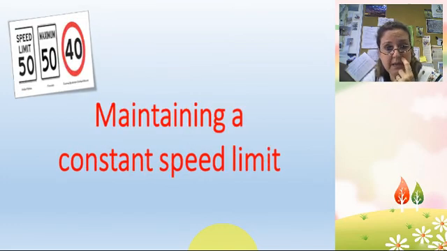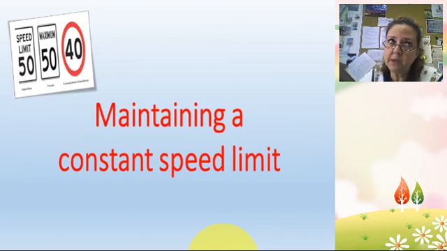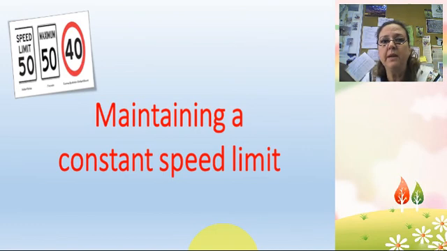Maintaining a constant speed limit. It's important that you obey the speed limits. If the speed limit is low, it's there for a reason. Maybe there are children in this area, maybe there's a dangerous bend in the road, so you should follow the advice. Also, on the expressway where it's 120, if you travel at 40 or 50 in the wrong lane, you're going to cause a backlog of traffic and you're going to make other drivers angry and frustrated and cause them to make bad decisions. So it's important that you follow the speed limit.